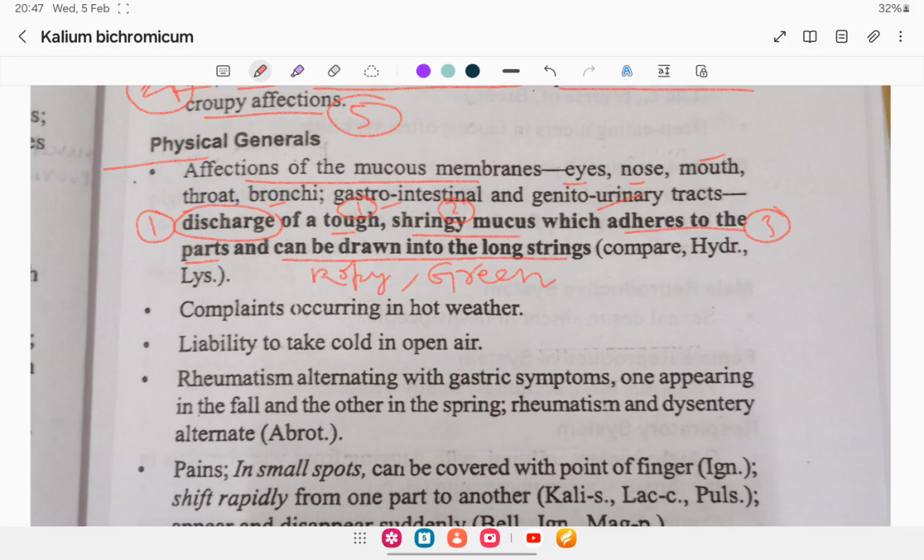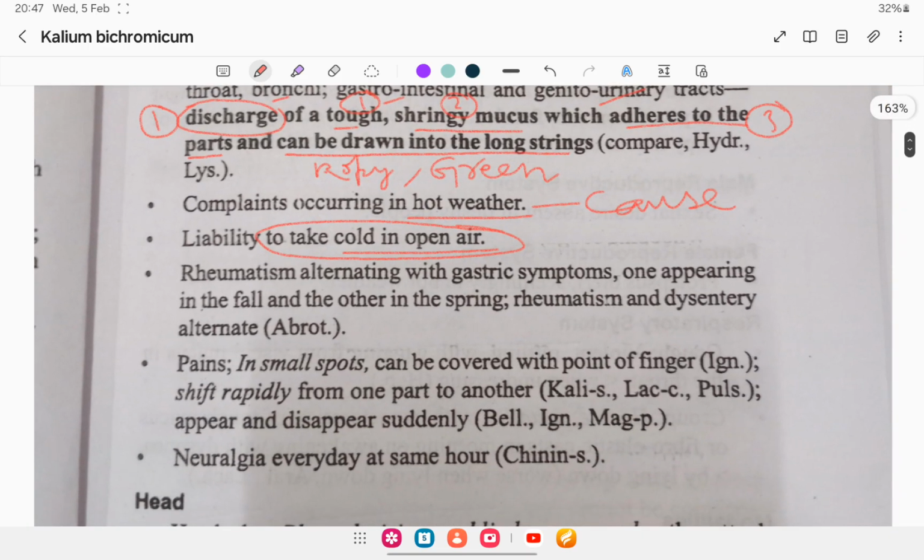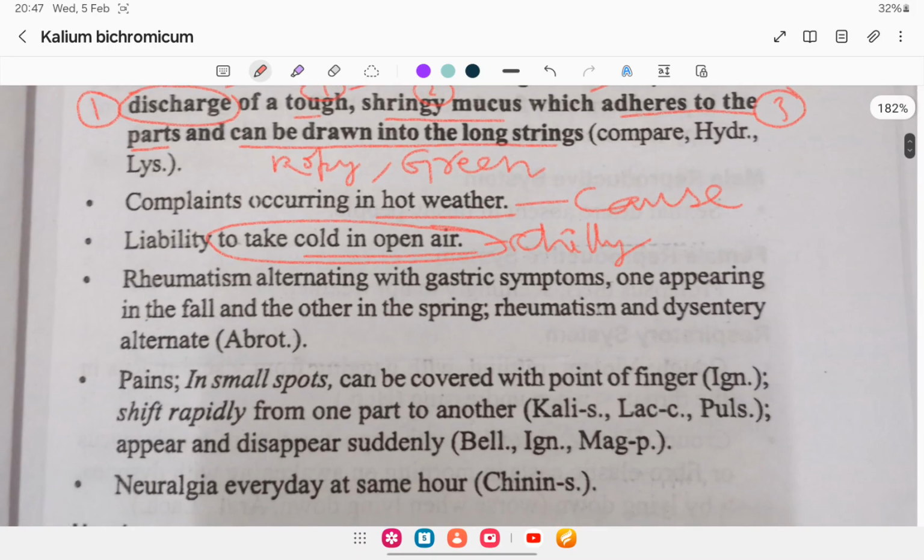Next, complaints occurring in hot weather. Hot weather is also a causation and an aggravation time. Liability to take cold in the open air. The patient is chilly; we have already read the thermal reaction.